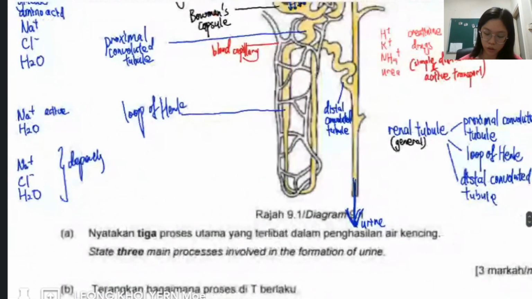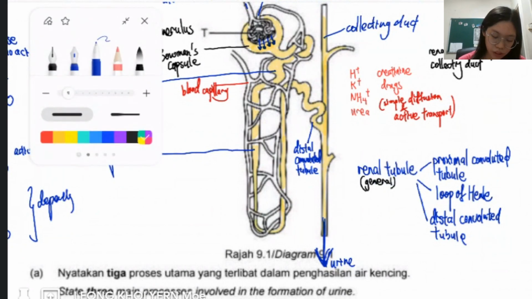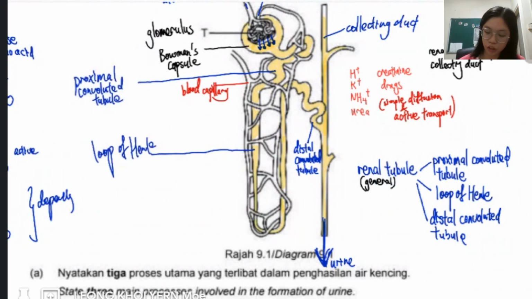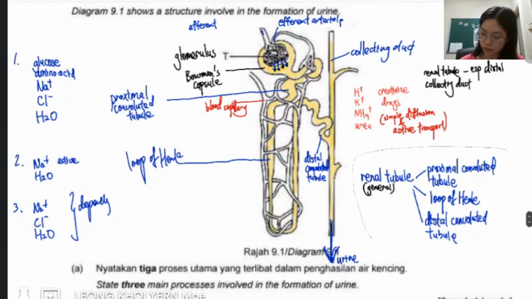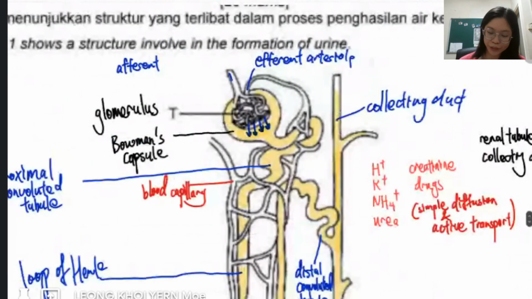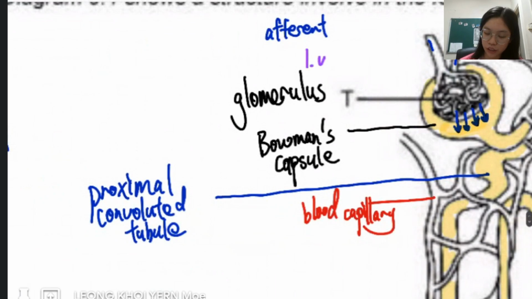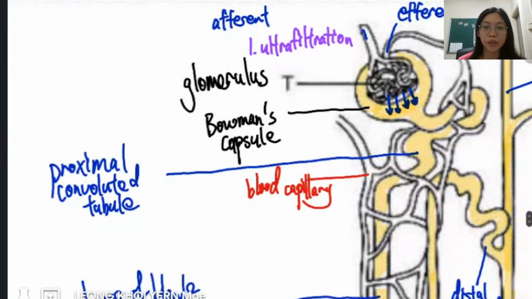Now let's take a more detailed look at what is actually happening in all this. There are three main processes you have to remember. I understand I wrote a lot of things and it looks very messed up. First, there is a process called ultrafiltration, especially in between your glomerulus and Bowman capsule. This is where ultrafiltration occurs, not Ultraman.